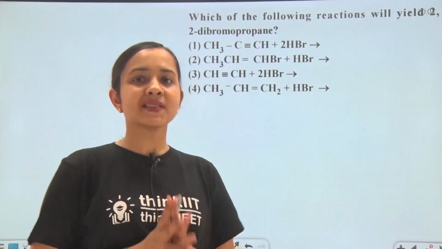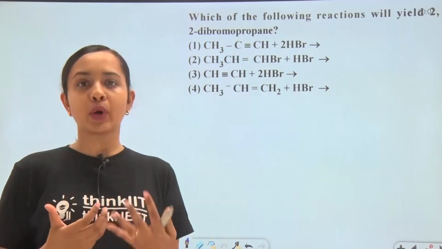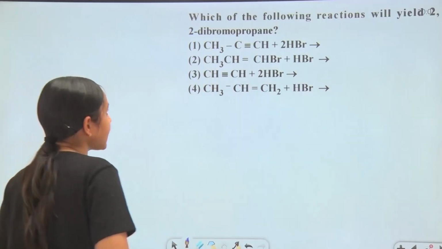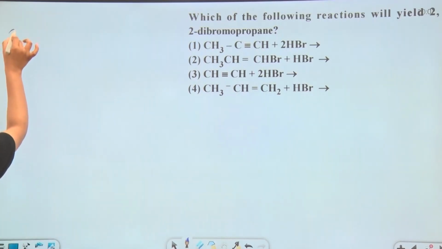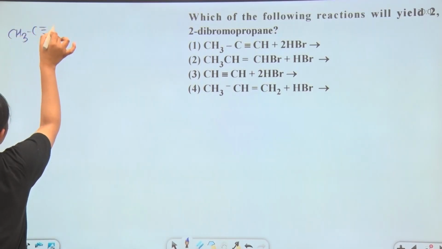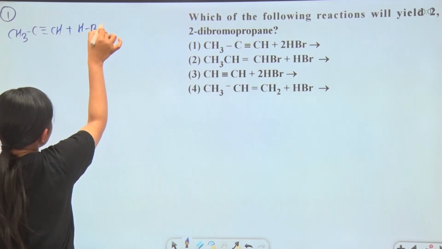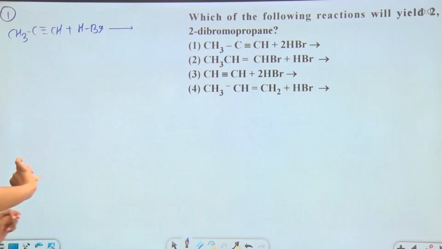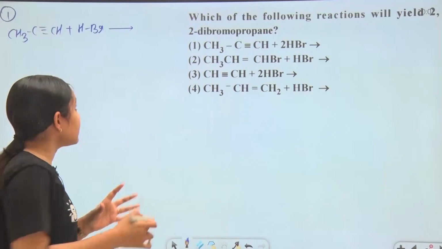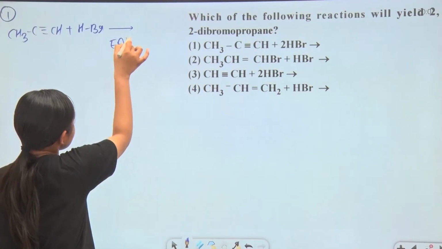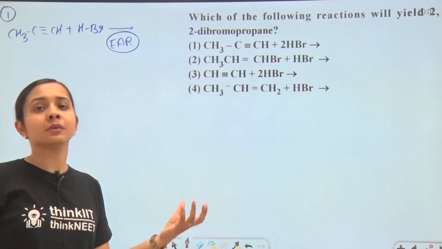Hello dear students, so our next question is, which of the following reactions will yield 2,2-dibromopropane, right? The first reaction is an alkyne, and this alkyne will react with two molecules of HBr. This is the alkyne, CH3C triple bond CH, plus HBr. Students, here the alkyne has a pi bond. So first of all, this reaction undergoes an electrophilic addition reaction, right? And this electrophilic addition reaction will follow the Markovnikov rule.